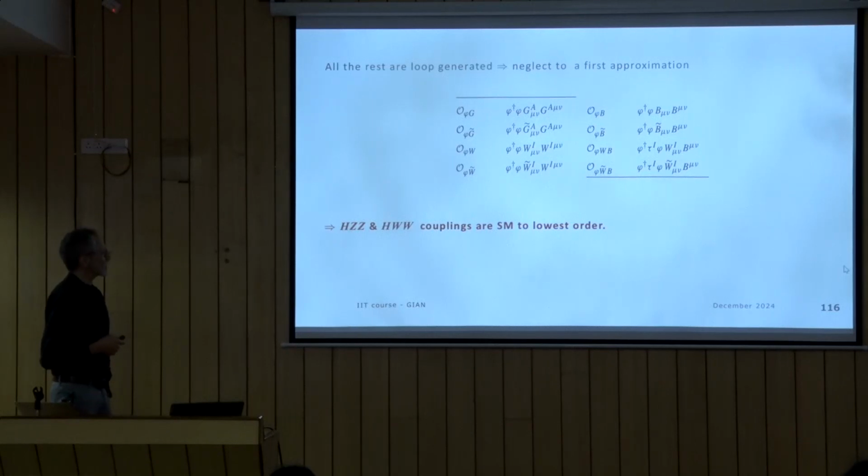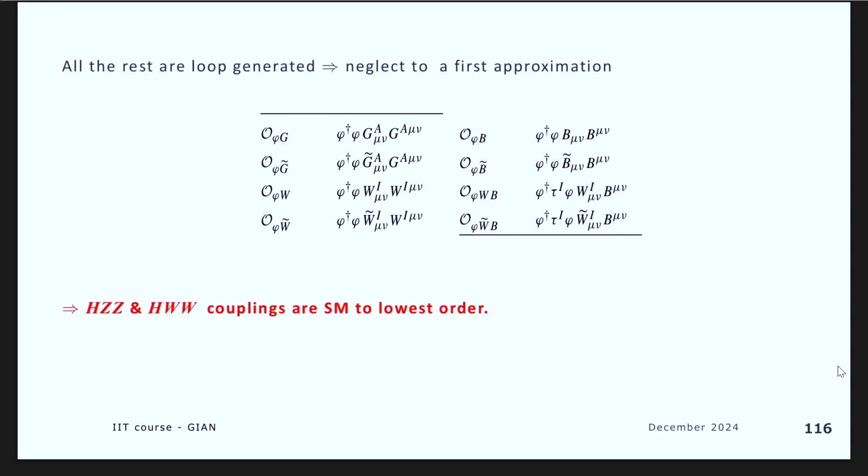The rest of the operators that connect the Higgs and the vector bosons are loop generated, and again, they can be neglected to a first approximation because they have this inherent suppression. Therefore, the conclusion is that the HZZ and HWW couplings will be standard model to lowest order. Any questions?